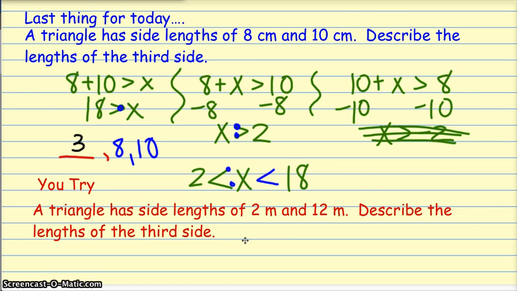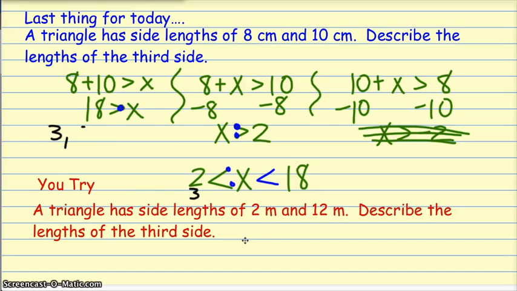You could have a side length of 17 as long as it didn't actually equal 18. And if you tried it with any of these combinations, it's going to make it true. So let's try it with one. So I said a 3 would work.